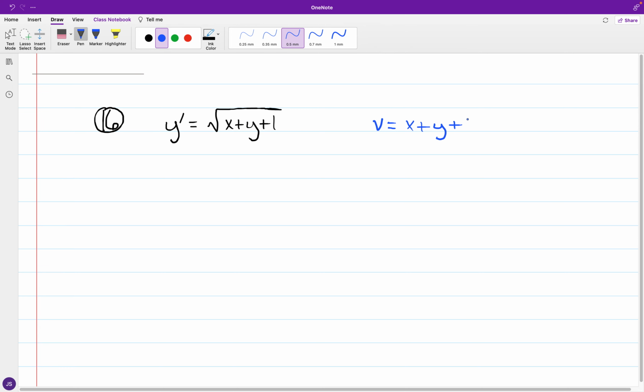So letting v be equal to x plus y plus 1, and if we take the derivative of the terms with respect to x, you're going to have that dv over dx is equal to 1 plus, and the derivative with respect to x of y is going to be dy over dx, and for 1 the derivative cancels out. Okay, so from the setup here, we got dy over dx is equal to dv over dx minus 1.